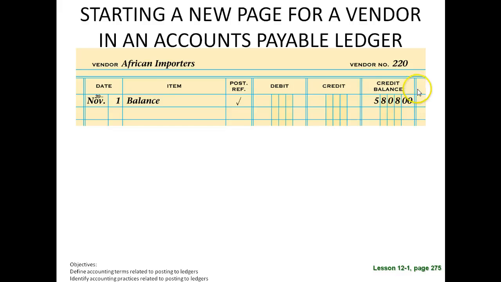So we don't have a debit balance, though. Usually, like in the general ledger, we have a debit balance column. It would actually be right here, but we don't have one for the accounts payable because it's a credit balance.